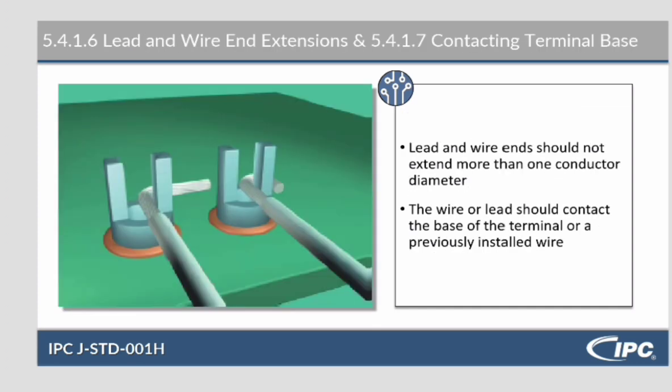Lead and wire end extensions. Lead and wire ends should not extend more than 1 conductor diameter. This right here would actually be a defect. Even though that's a should, it's considered a defect because it is violating minimum electrical clearance. That is way too close to this other post here. This would actually be considered a defect.